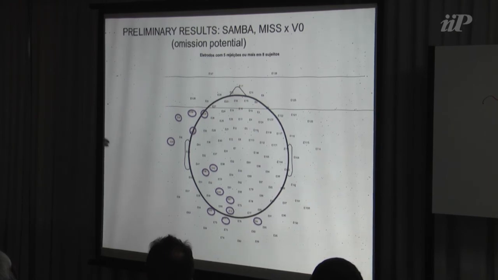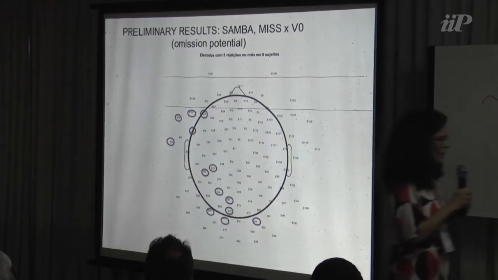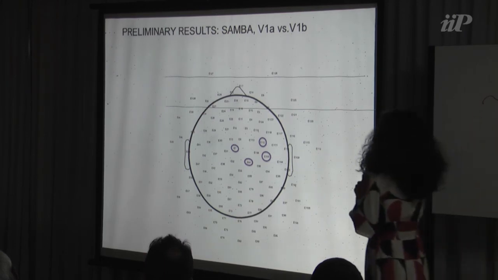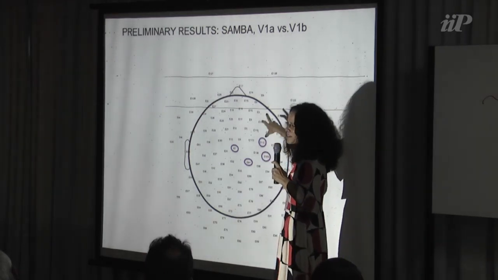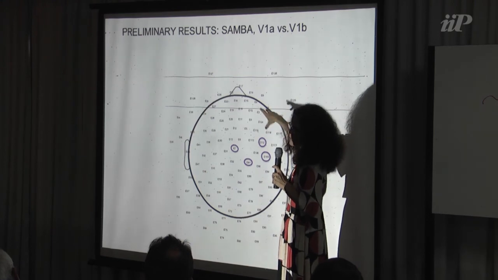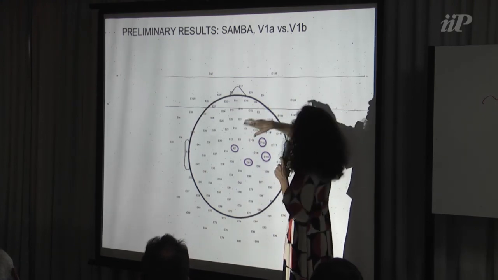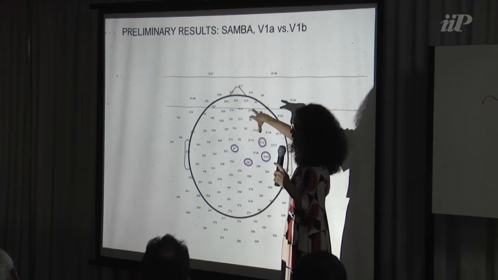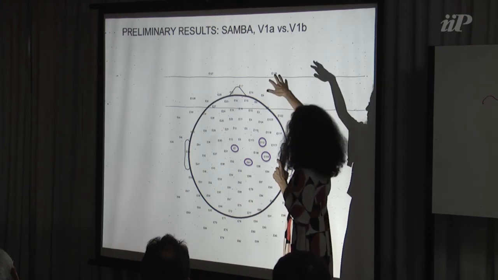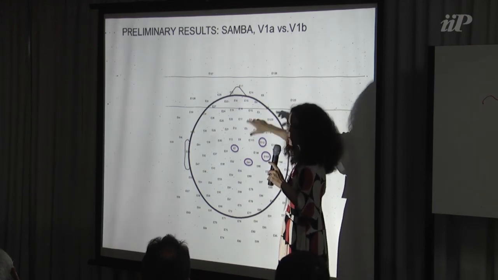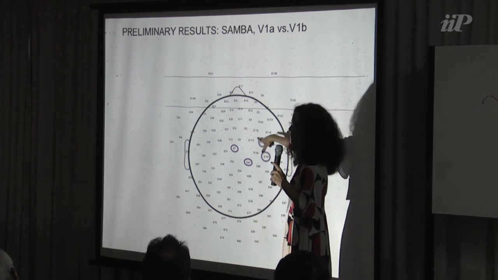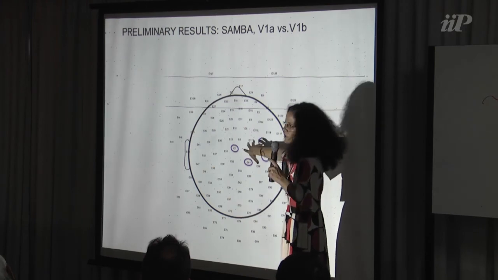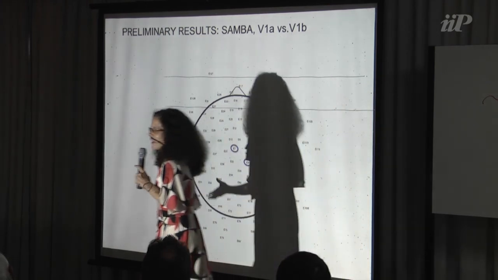For the other comparison, maybe this is the one you had in mind. Yes, this is the more stringent statistical result we have, because it's exactly what I told you. This, in fact, resumes the fact that these electrodes are equal for V1A versus V1A and V1B versus V1B, and only differ when you compare V1A versus V1B. It's quite strict, it's true.